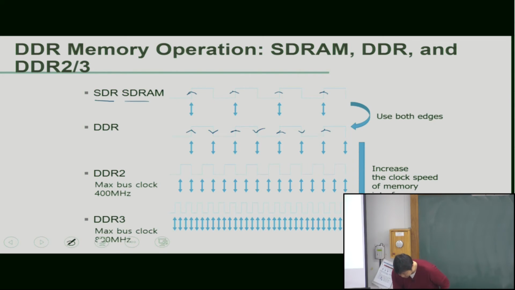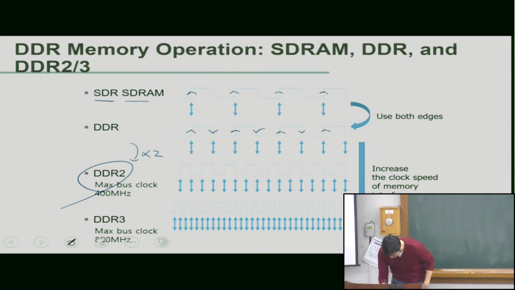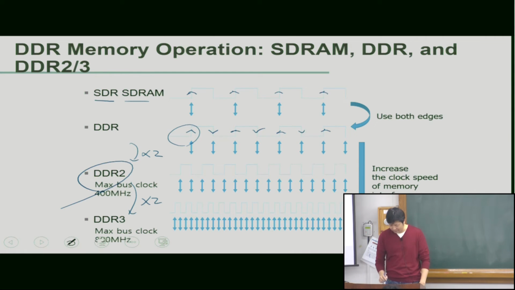And in DDR generation 2, they actually increase the clock rate. They reduce the clock cycle time by half, or increase the clock rate by 2. So now this one provides 2x more data than this DDR. And again, in DDR3, they increase this rate by 2 again. So now they provide a 2x higher data rate than DDR2. Okay? So they increase the clock speed of the memory interface. In this way, we increase the data rate.